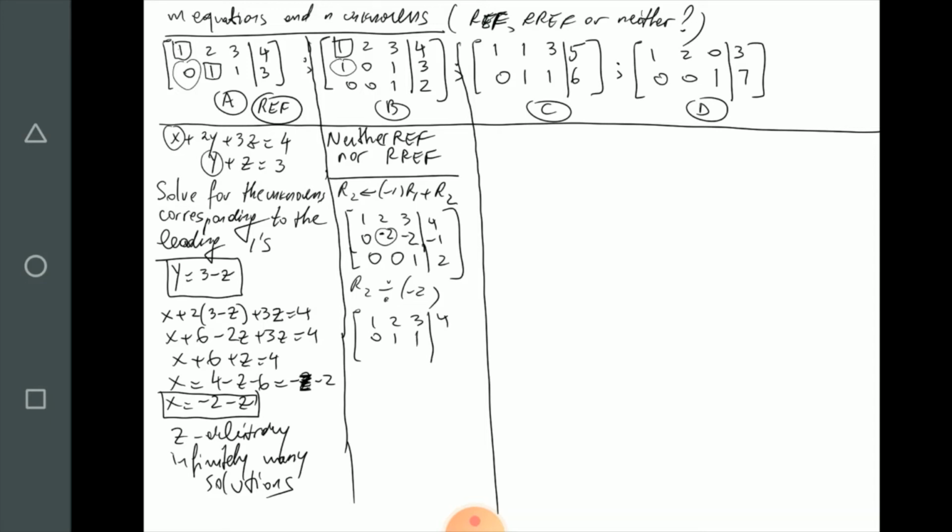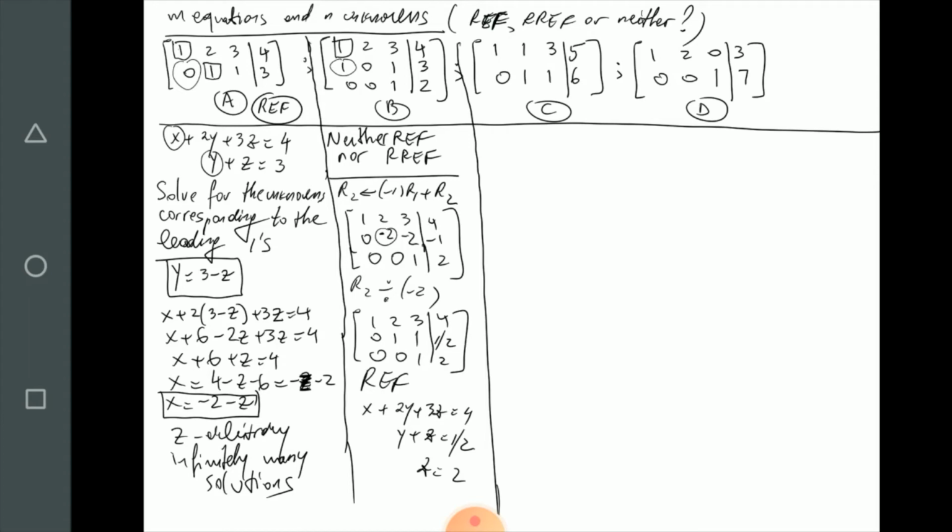So 0, 1, 1, 1 over 2, 0, 0, 1, and 2. This will be in row echelon form. I'm not going to solve it for now because I want to move on to the other 2 examples. You will have to deal with fractions in this case, but you can proceed and solve the system. The equations of the system are x plus 2y plus 3z equals 4, y plus z equals 1 over 2, and z equals 2. You can do it as an exercise, just plug back in z and y and find x, y, and z.